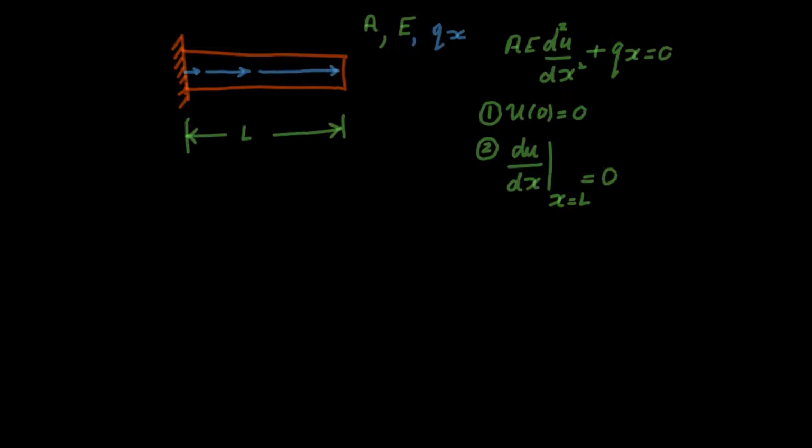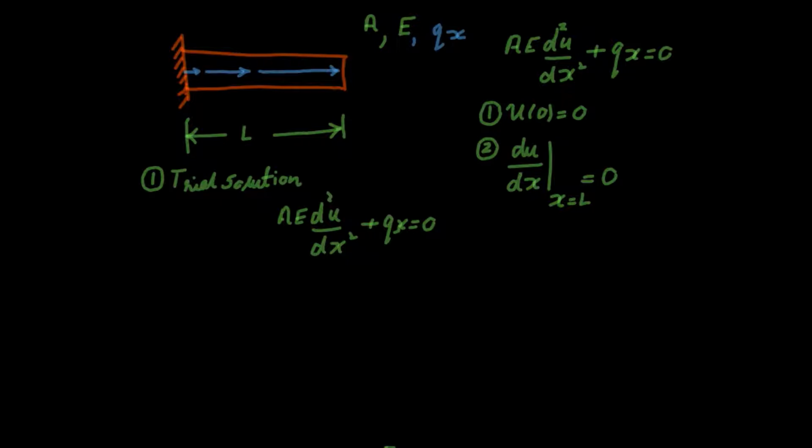Okay, what is the first step to solve the differential equation? What are the steps that we are following? The first step is to assume a trial solution. So here we go. Assume a trial solution. So what is the trial solution that we are going to assume? Okay, let me take the governing differential equation. It is AE into d square u over dx square plus qx is equal to 0. That is the governing differential equation.